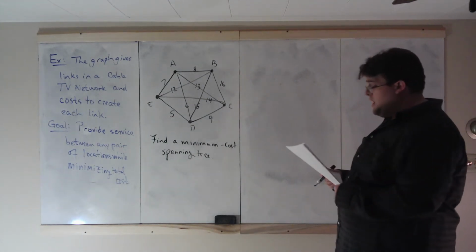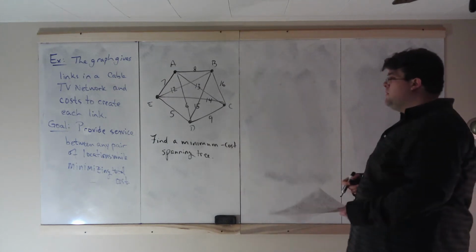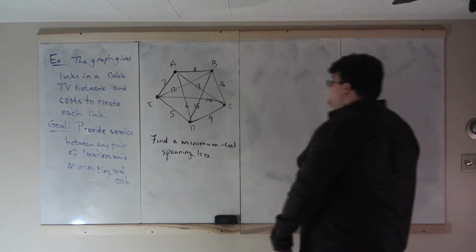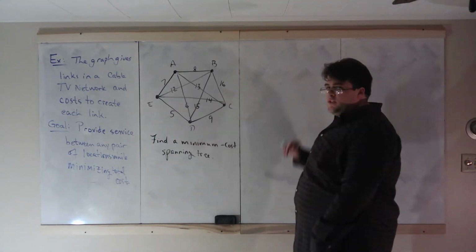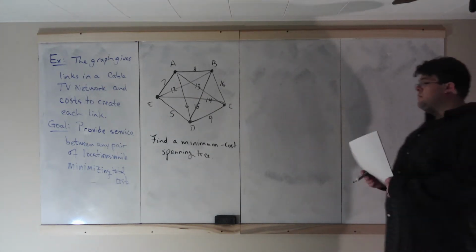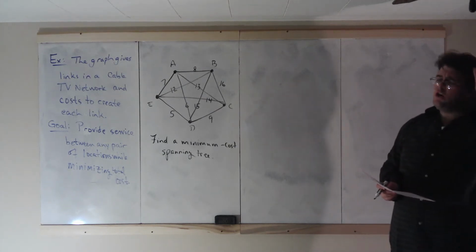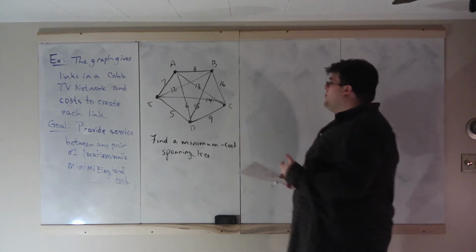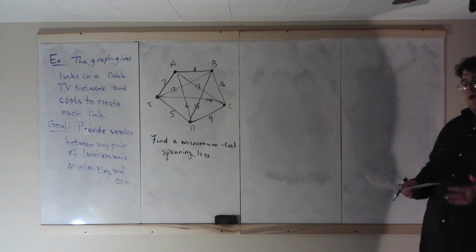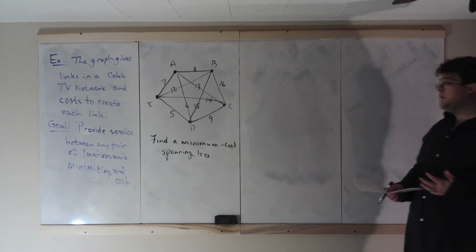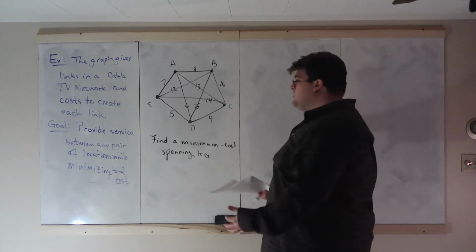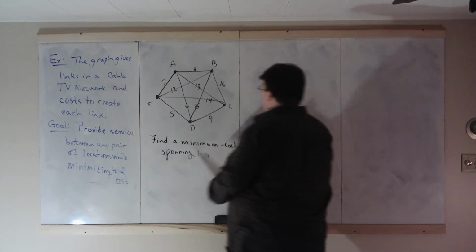How do we find a minimum cost spanning tree? Well, we can try something like the sorted edges algorithm. List these all in order of increasing cost and then add them as we go until we can't add them. In finding Hamiltonian circuits, that method did not necessarily give the minimum cost Hamiltonian circuit. But with spanning trees, that exact method will give a minimum cost spanning tree.